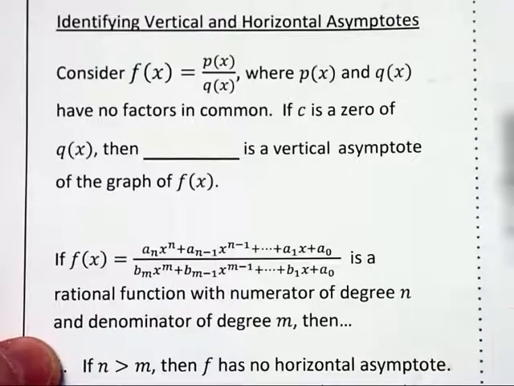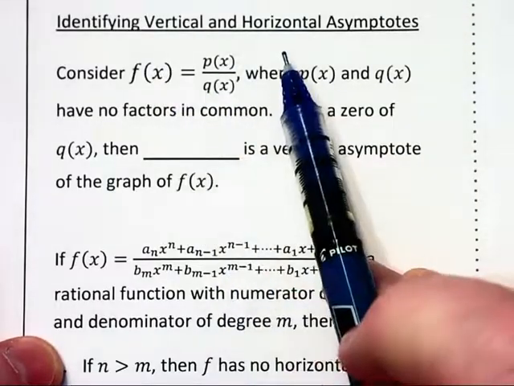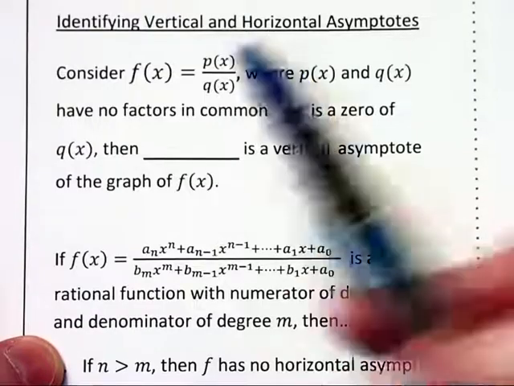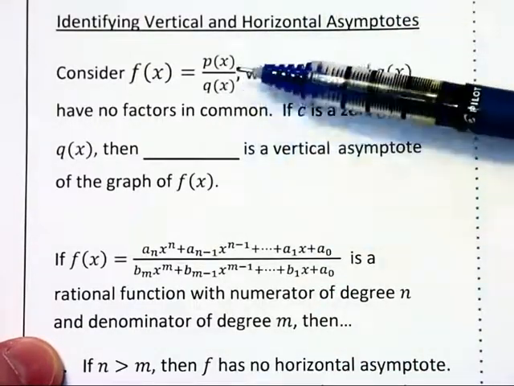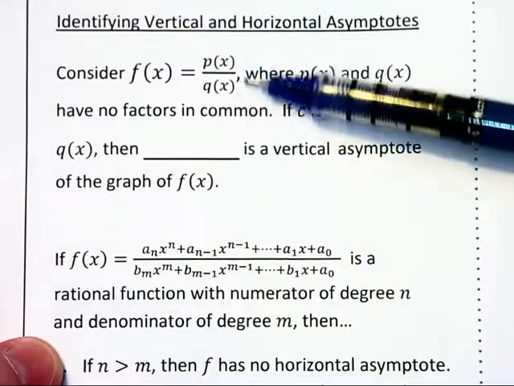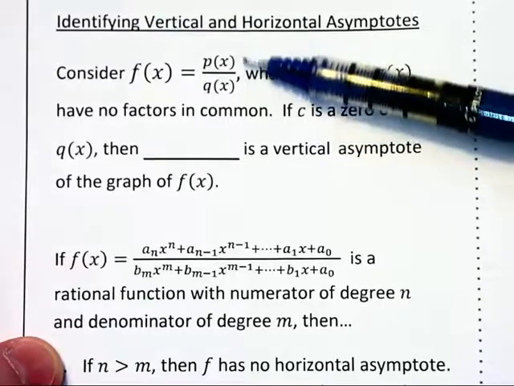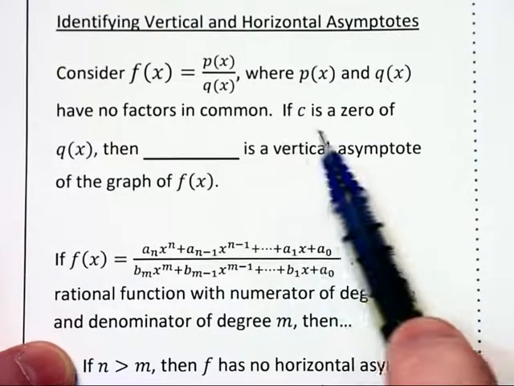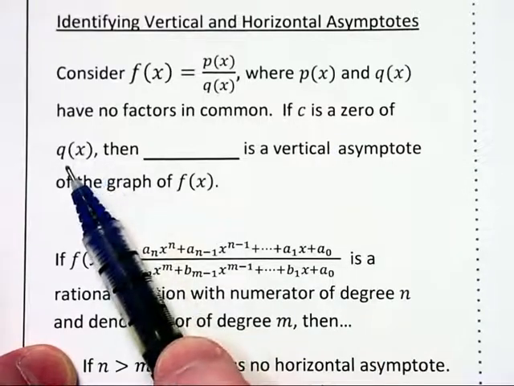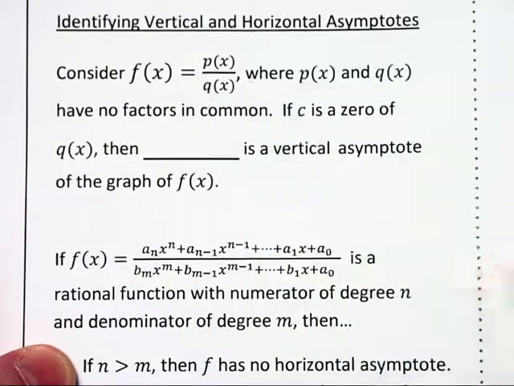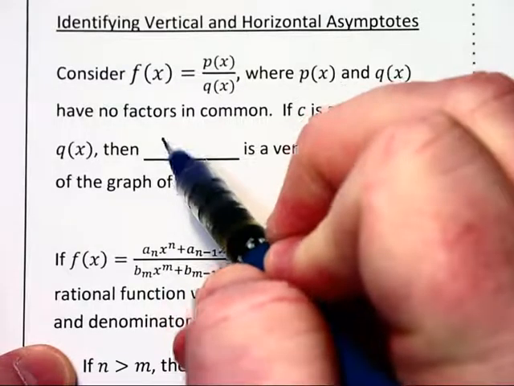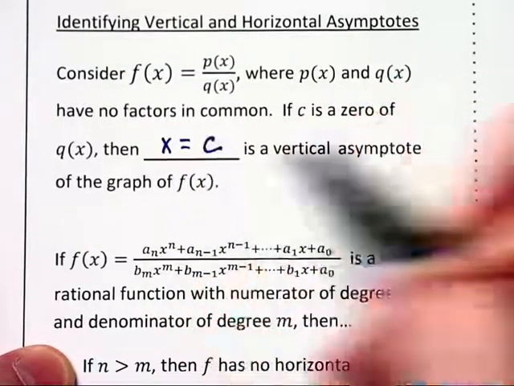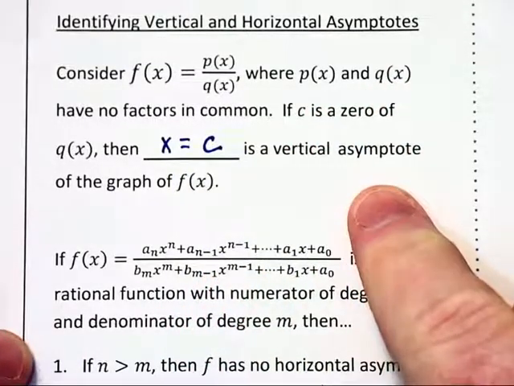Okay, now we want to turn our attention to identifying vertical and horizontal asymptotes. Basically, it says here we're going to have a function where there are no factors in common, so we cannot factor and cancel. And it says if c is a 0 of q of x, that means the denominator, if c is a 0 of the denominator, then x equals c is a vertical asymptote of the function.